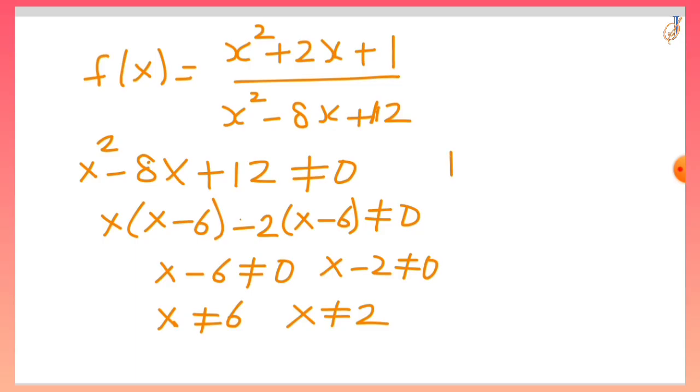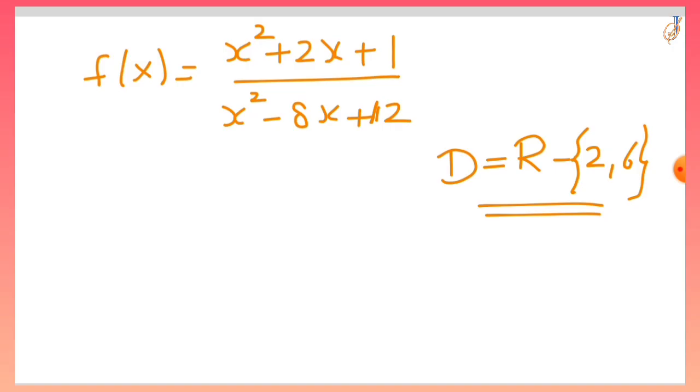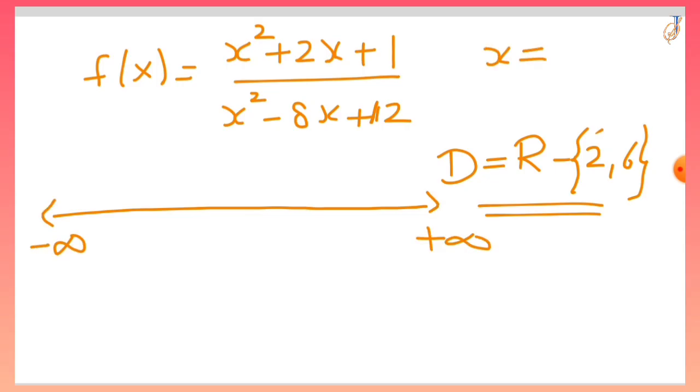So how can you represent this as a domain? You take all the real numbers except 2 and 6. So this is the domain of this function. We can represent the domain in another way also. Suppose you draw a number line from minus infinity to plus infinity. Here we noticed x cannot be 2 and x cannot be 6, isn't it? So you should not take 2 and 6.